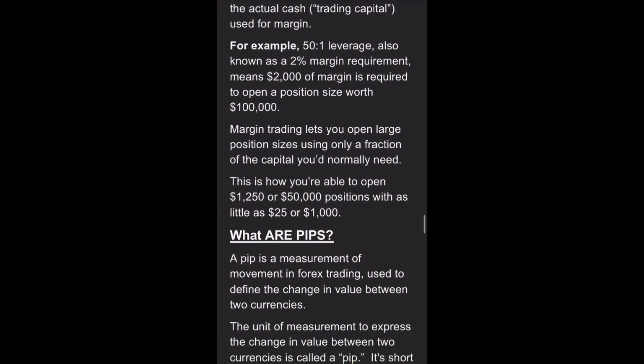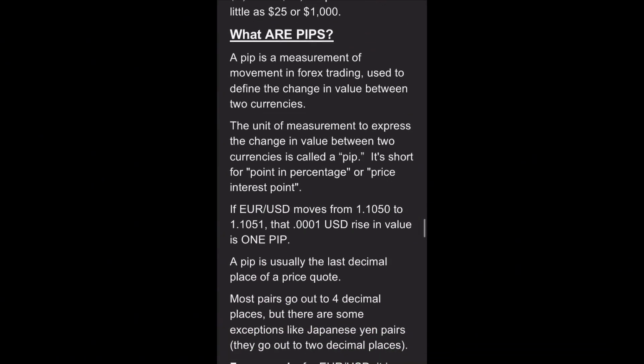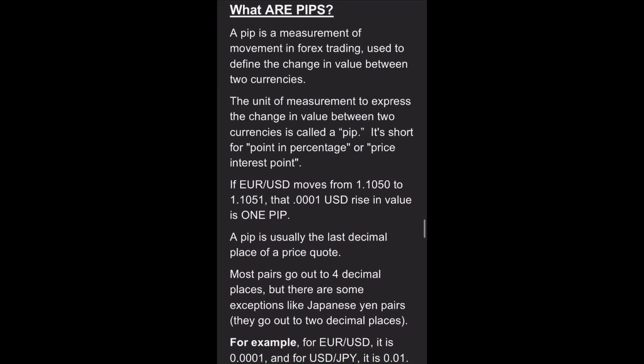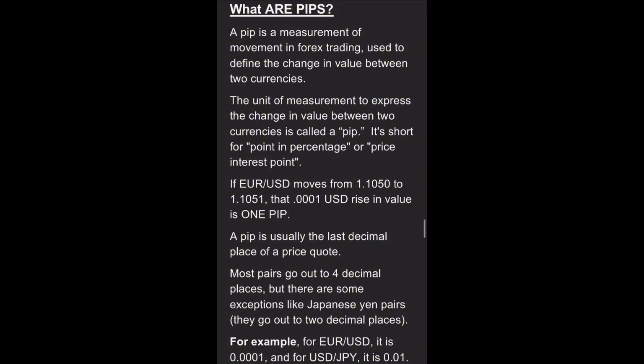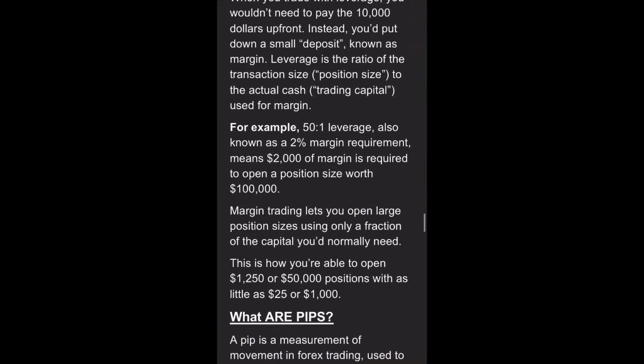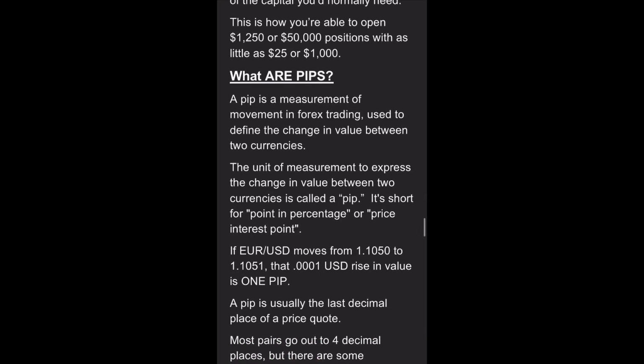That's what it does. Now, this takes us to what are pips. A pip is a measurement of movement in the foreign exchange market used to define the change in value between two currencies. The unit of measurement to express the change in value between two currencies is called a pip. One thing you should understand, the movement, like if you are trading now, your candlestick, which I'll talk about in our later class, the candlestick is moving up or down. There's this stuff that counts on the right-hand side of your screen.